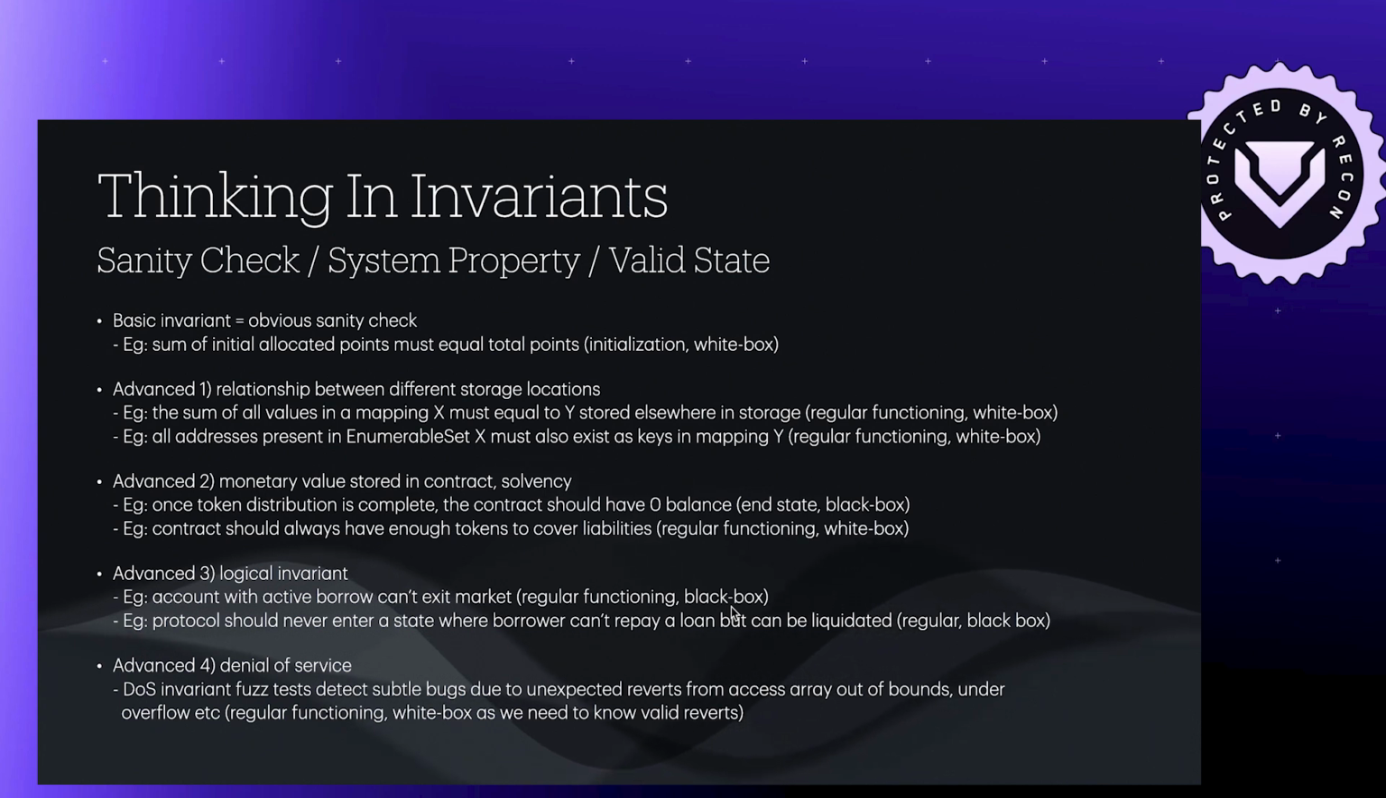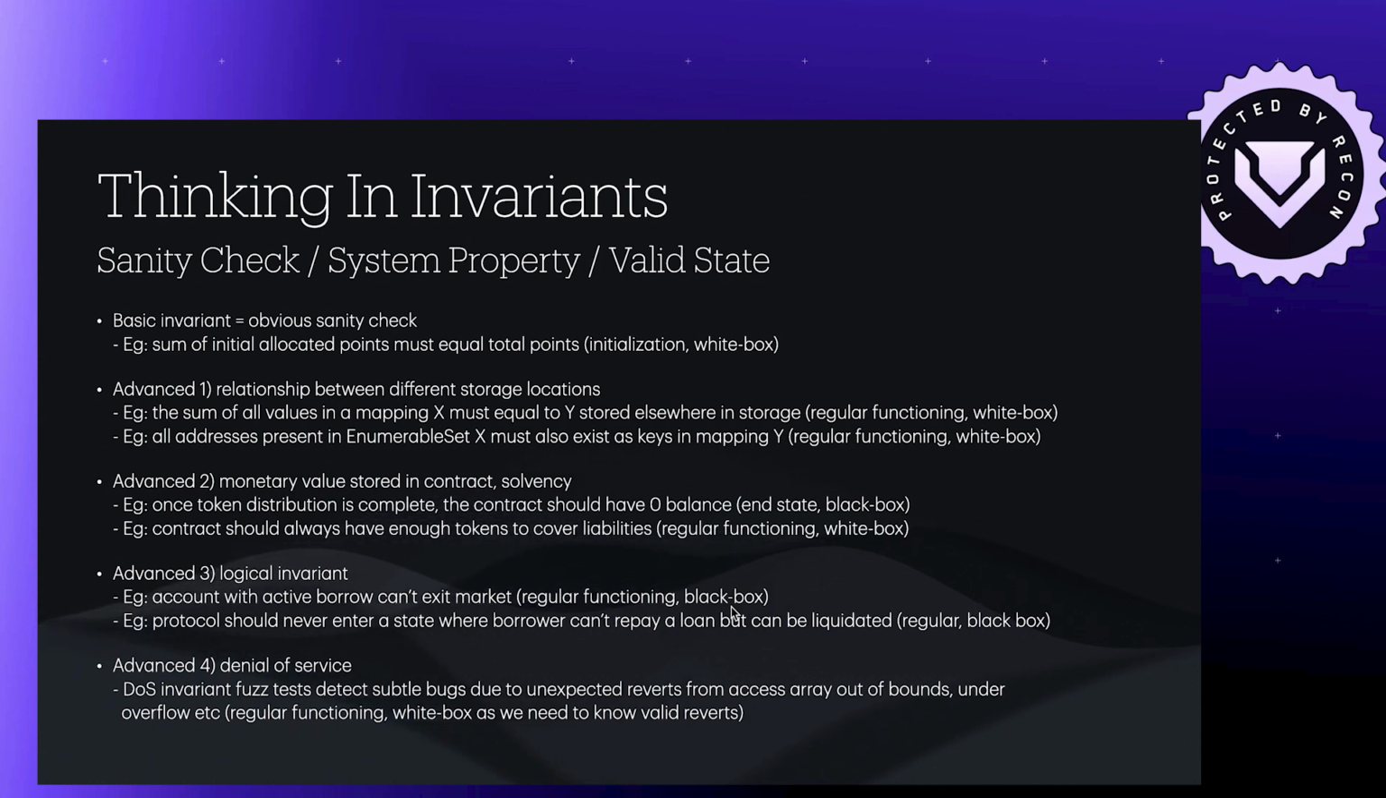Another one would be that a contract should always have enough tokens to cover liabilities, right? So what does that mean? Well, it means that, for example, if a contract owes money, it owes financial resources to users. For example, they could be stakers and they're due rewards or whatever it might be, then the contract should always have enough tokens to cover those liabilities, right? And so then we want to check if there could be any way for that to be violated, which could lead to quite a nasty exploit, for example, the contract being drained.